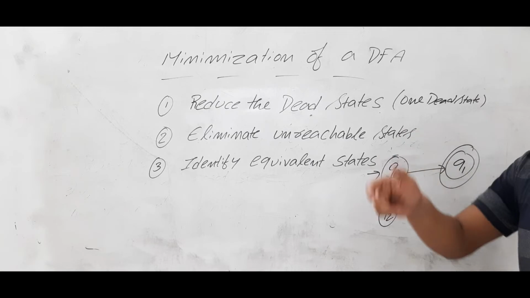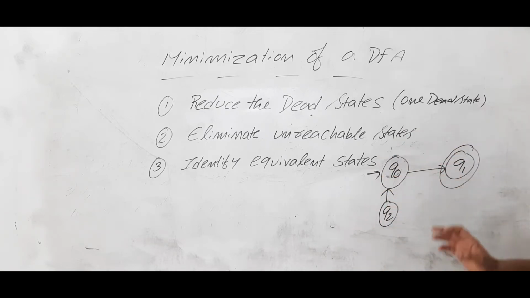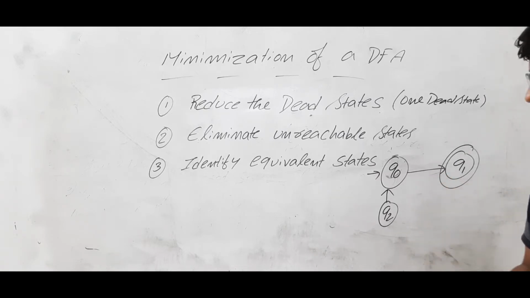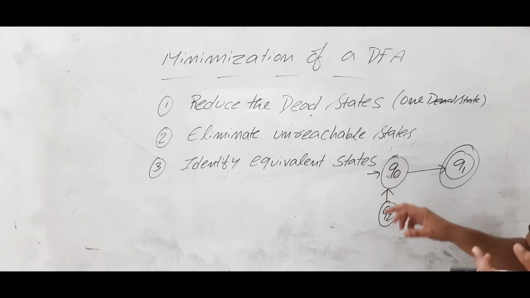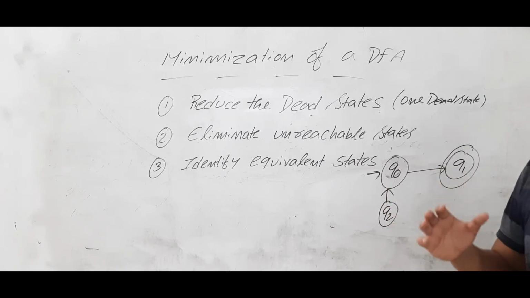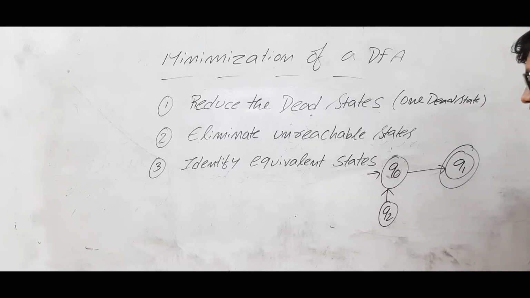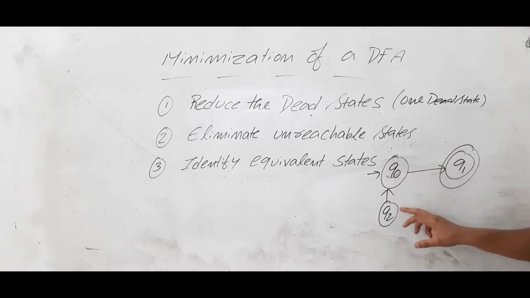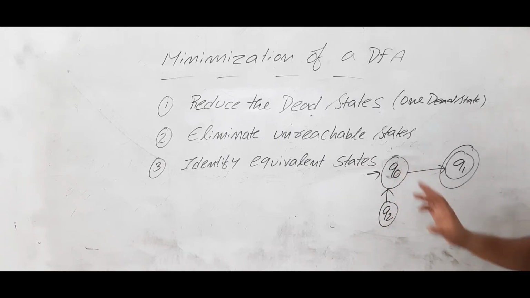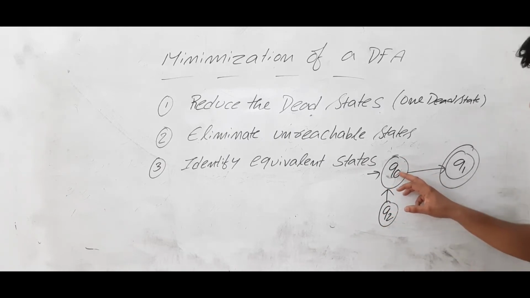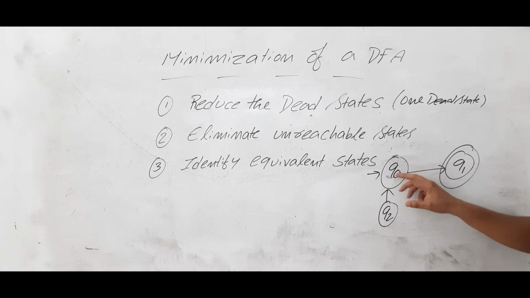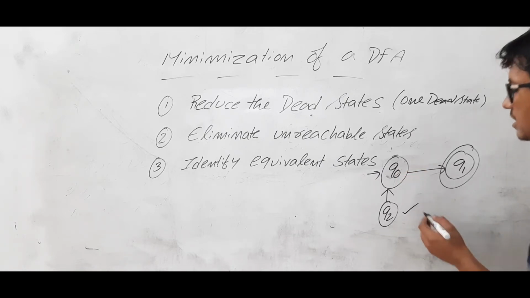Now what is meant by an unreachable state? From the initial state, if you cannot reach a state, that state we will call an unreachable state. In this one, from Q0 you can reach Q1. But from Q0, can you reach Q2? No, you cannot. However, from Q2 you can reach Q0. But my point is, from the initial state, can you reach Q2? No, you cannot reach Q2 from Q0.